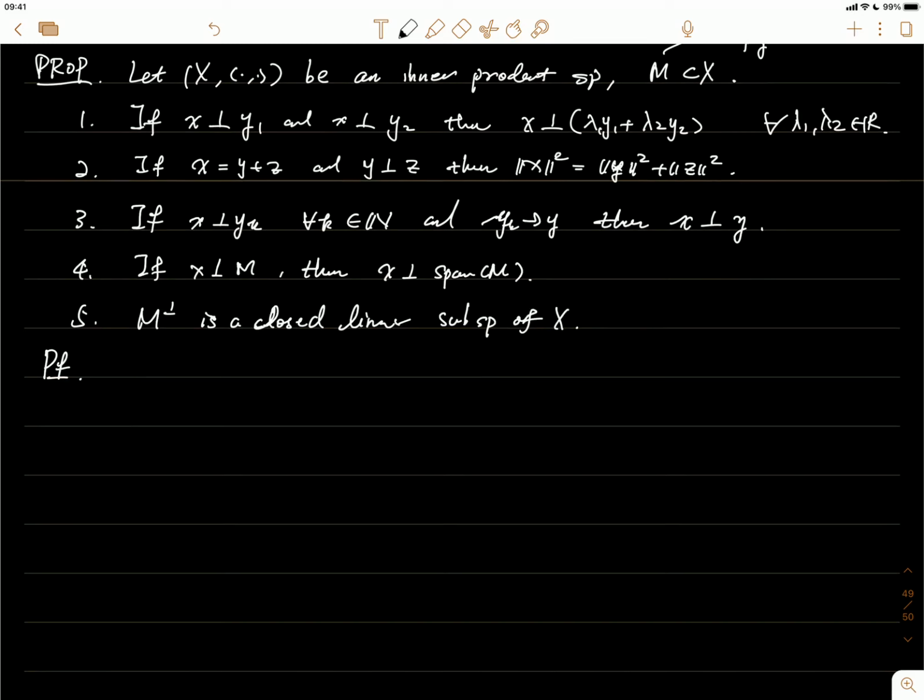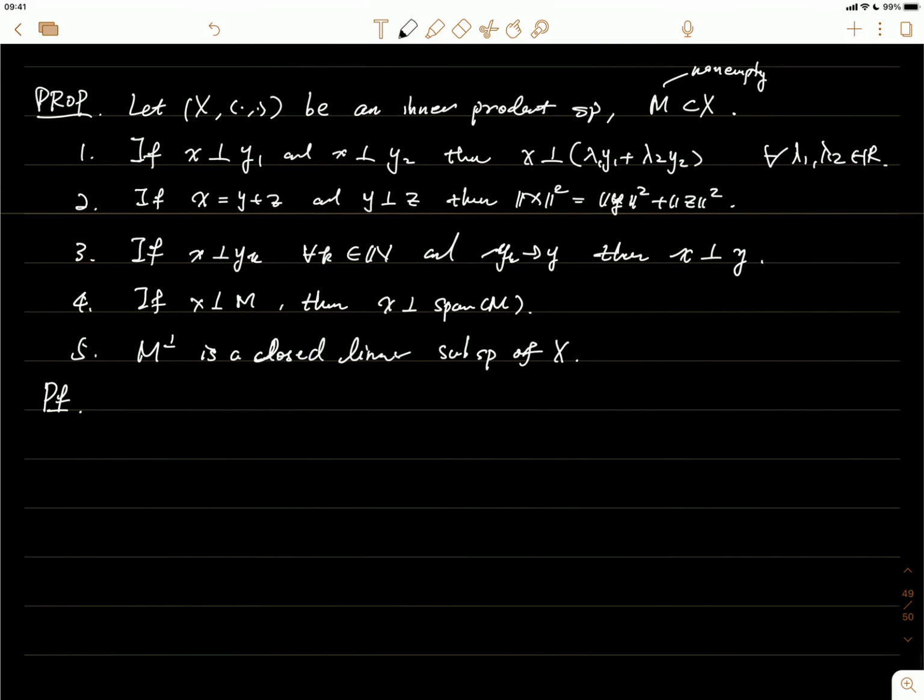Okay, so let's prove them one by one. I think the first one is easy to show. So you have the inner product; if this is equal to 0, and this is also equal to 0, that just implies the inner product of x with lambda 1 y1 plus lambda 2 y2 will be equal to 0. That's easy to show.